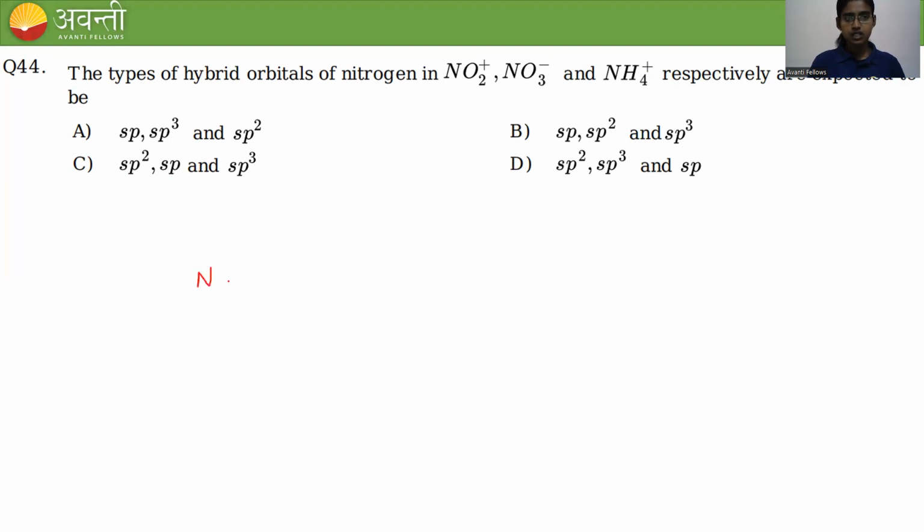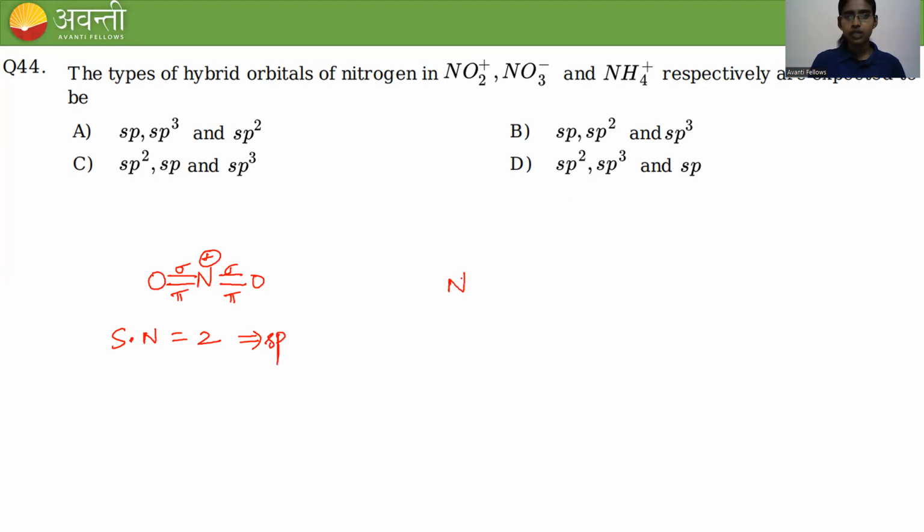Let me draw the structure. It is NO2 plus. So how many sigma bonds we have? We have 2 sigma and 2 pi bond. Then the steric number will be equal to 2 since no lone pair is present on nitrogen. So the hybridization is sp.